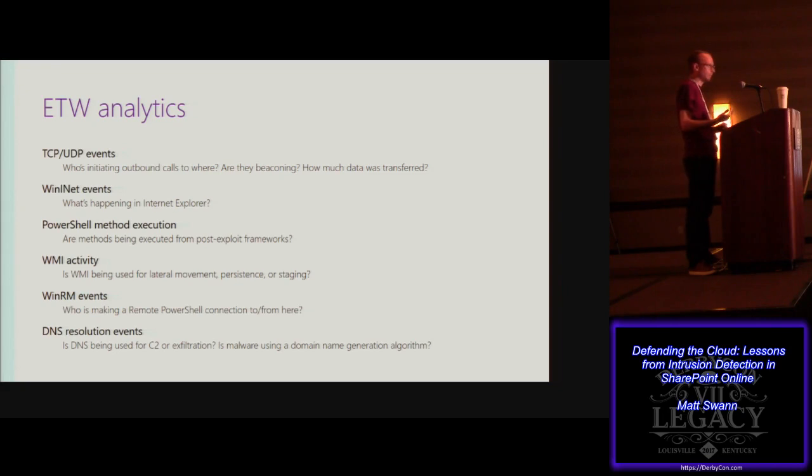I can see WinRM, so I can decode Windows remoting, or Windows Remote PowerShell connections, both on the source and the target. I get to see DNS, both on the domain controllers and on every client. And so I can build a whole data set that shows me which DNS resolutions are happening to what name servers and what responses came back, all the way back to which specific client made that query and how much data it was.